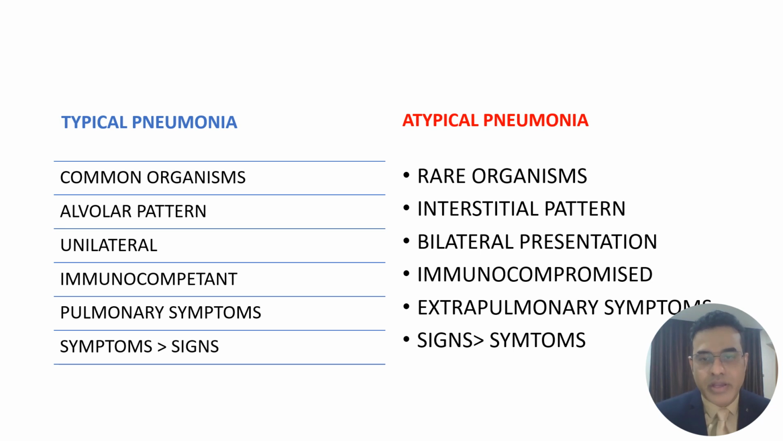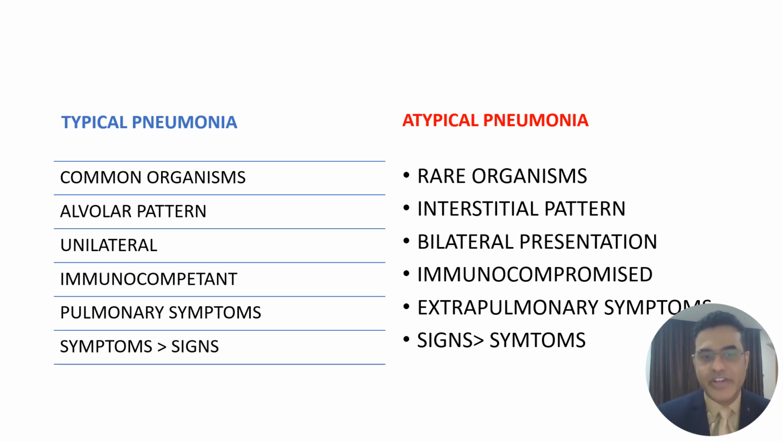And atypical pneumonia we see commonly in immunocompromised patients, whereas typical pneumonia is common in immunocompromised patients also, and we see it even in immunocompetent people. The classical thing of typical pneumonia is that there are classical pulmonary symptoms, and the symptoms will be more than the signs, whereas in atypical pneumonia, the extrapulmonary symptoms will be more, and they have more signs than symptoms.